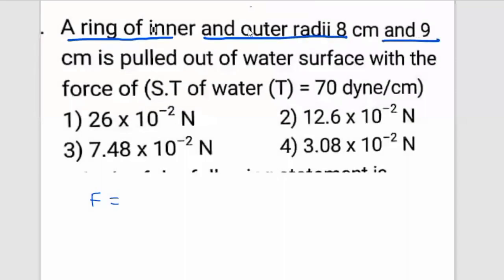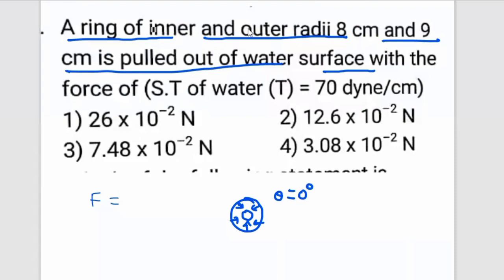A ring of inner and outer radii of 8 centimeter and 9 centimeter is pulled out of water surface with a force. The given surface tension of the water T is equal to 70 dyne per centimeter. So you can take the ring here, inner and outer surface. To pull out, generally you can assume theta is equal to 0 degree.